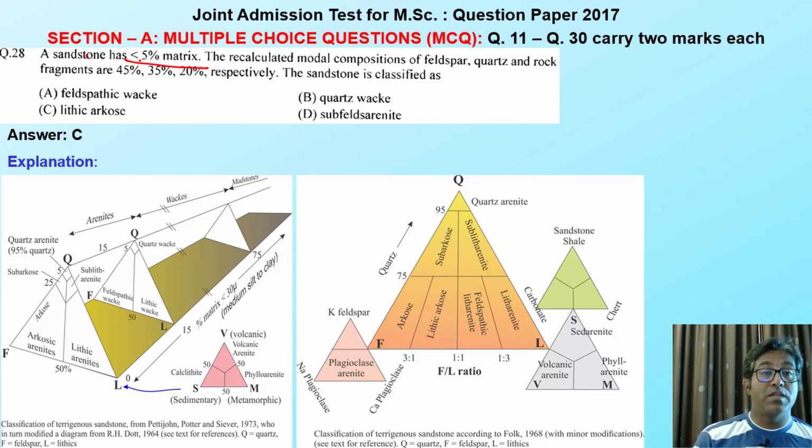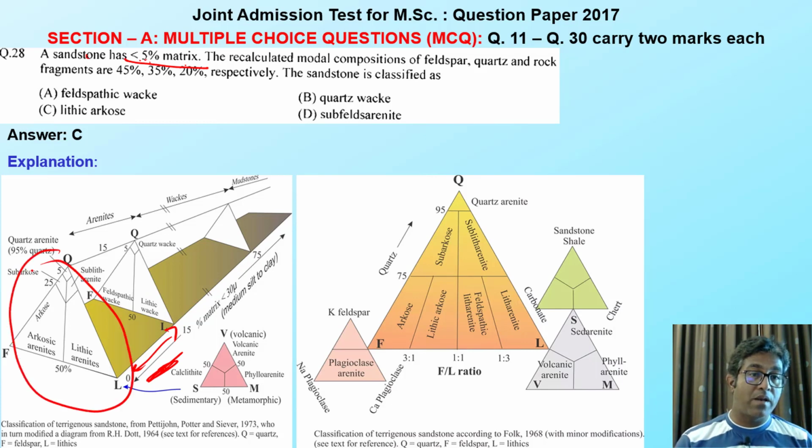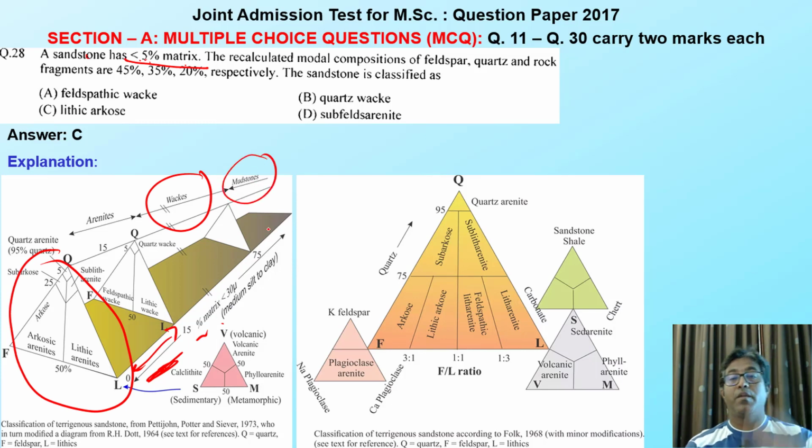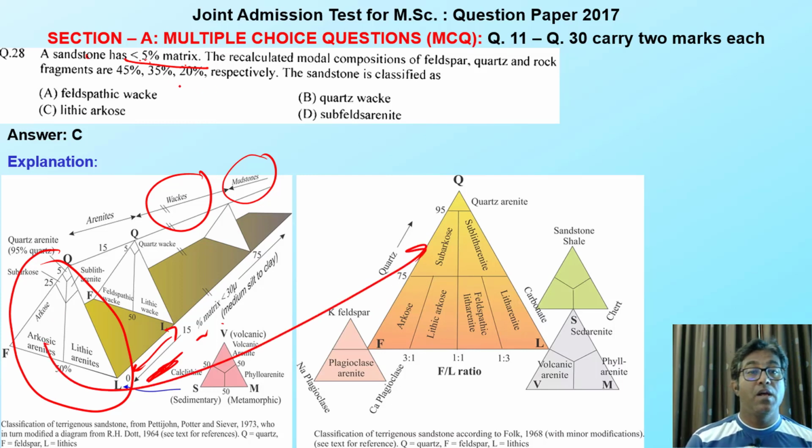A sandstone has less than 5% matrix, which means the matrix should be less than 15%. So you know that this is matrix level 5%, so I am in the arenite zone. If it is greater than 15%, I should go in the wacke triangle or in the mudstone triangle, depending upon the percentage, like this one. So now move to this one. It is somewhere here, so that matrix has served its purpose.